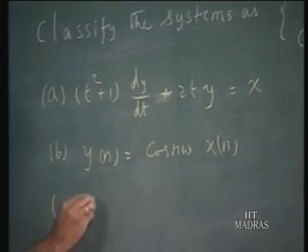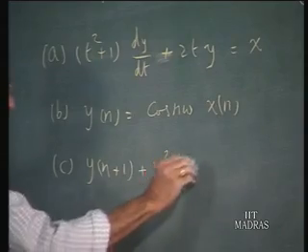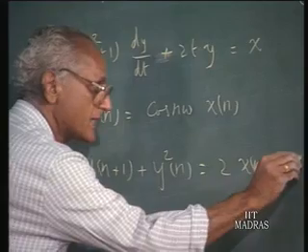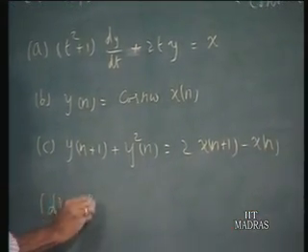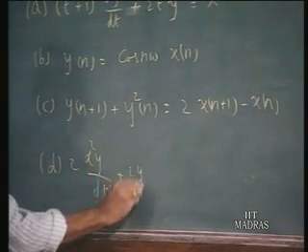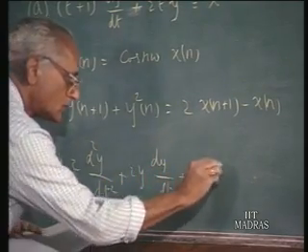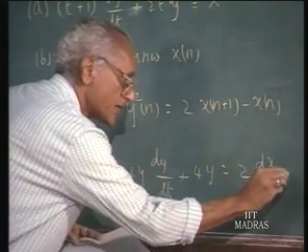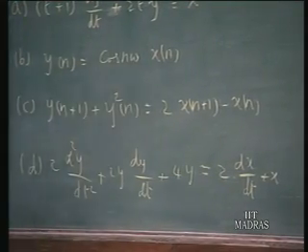C, y[n plus 1] plus y squared [n] equals 2x[n plus 1] minus x[n]. D, 2 d squared y by dt squared plus 2y dy by dt plus 4y equals 2 dx by dt plus x, where, as usual in notation, x represents the input and y the output. So this is the first question.